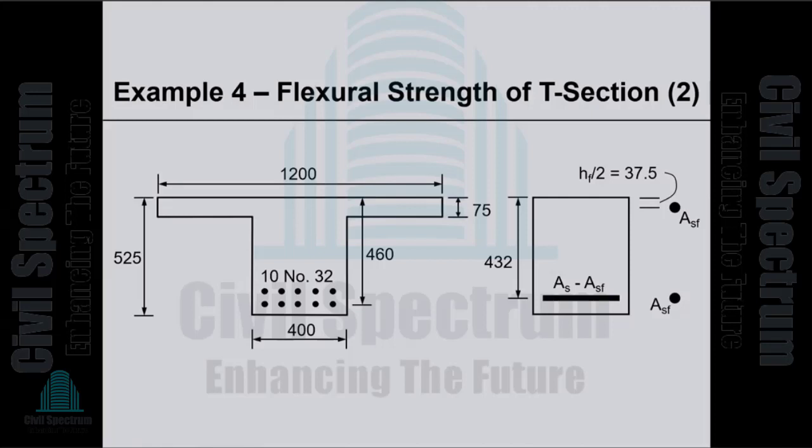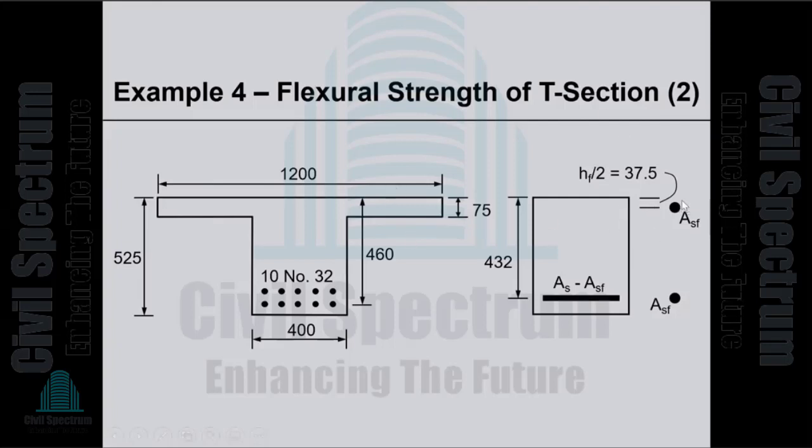With that much reinforcement, 10 number 32 bars, there is absolutely no question that the stress block depth will be larger than the 75 millimeters of flange thickness. Okay. Remember, force equilibrium. If the tension is high, the compression will need to be high. And that would mean the neutral axis will have to come down. We will need a deeper compression block. So we are certain that the stress block depth with that much tension reinforcement will be more than 75 millimeters. Now, when that happens, this is how we deal with the situation.